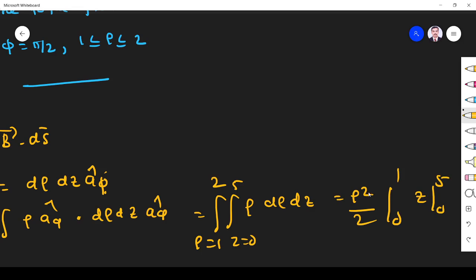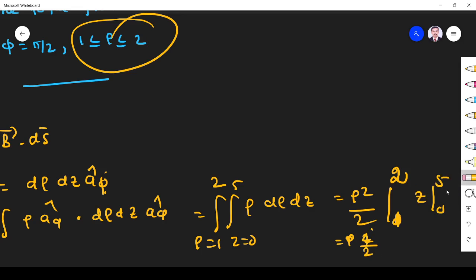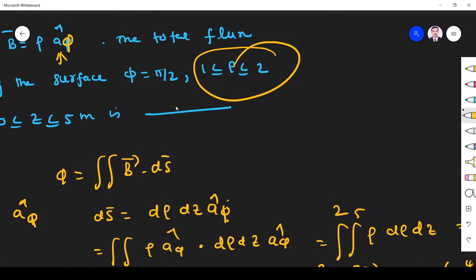So this is rho squared by 2, where rho varies from 1 to 2, not 0 to 2. So it is 2 squared by 2, that is 4 by 2, minus 1 by 2, into 5. So that is equal to 7.5. So the answer is 7.5 Weber.